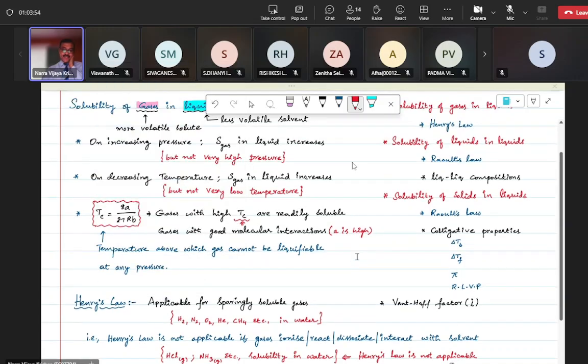This is what I explained so far. In order to make Henry's law applicable, at what pressure do I need to study it? High pressure or low pressure? At what temperature do I need to study it? Not very low temperature.